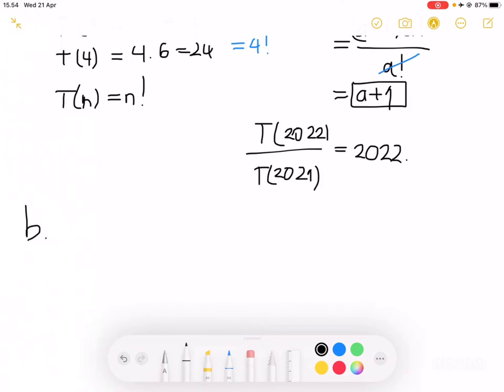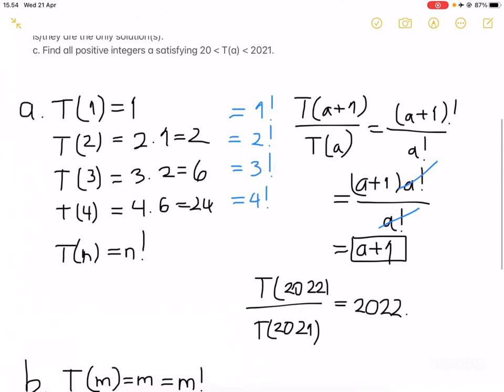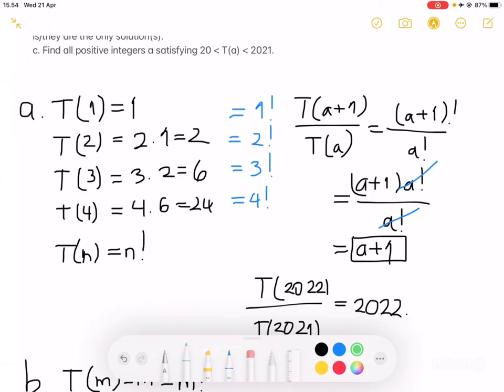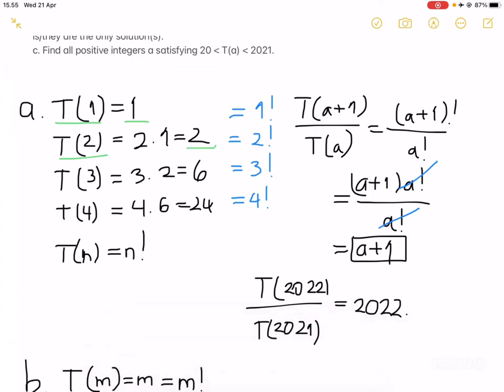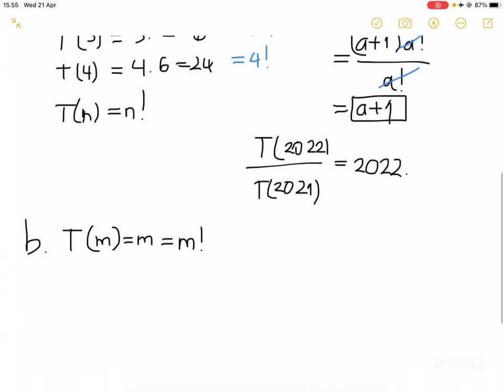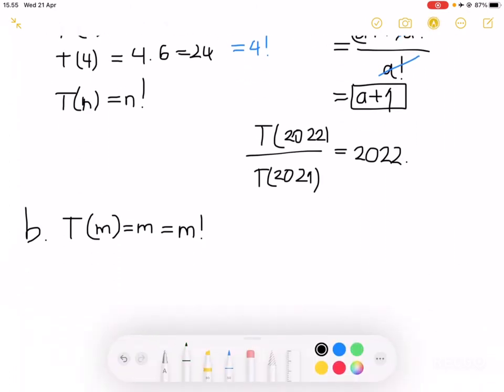And for part B, we need to find a positive integer m such that T of m is equal to m. And we know that T of m is equal to m factorial. So we need to find the case where m factorial is equal to m. And if you look at this case, we have two obvious solutions, T of 1 and T of 2, since they are both equal. And in fact, m equal to 1 or 2 are the only solutions.